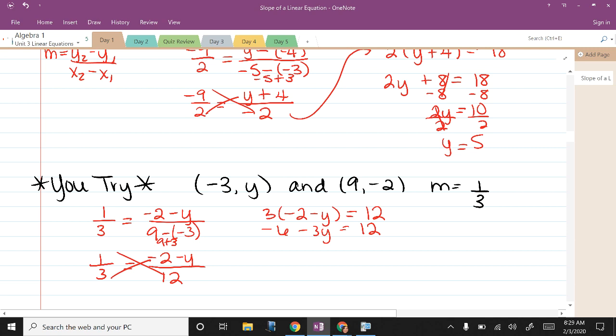All right, and then I add my 6. Divide by -3. Raise your hand if you got y equals -6.